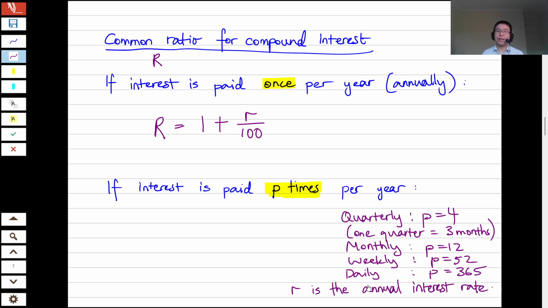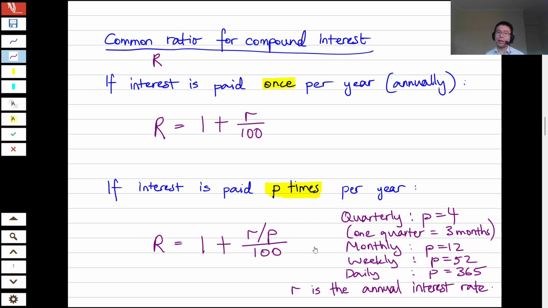In this case, if we want to develop a recurrence relation where we are compounding more than one time per year, we just need to make a slight adjustment to our common ratio. And here we're going to use 1 plus R divided by P, all divided by 100. I know that formula looks really weird, but that's the same formula that's used in your Year 12 textbook, and I'm introducing it to you now.